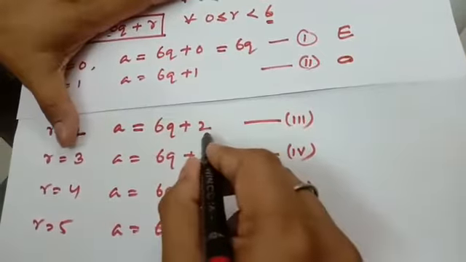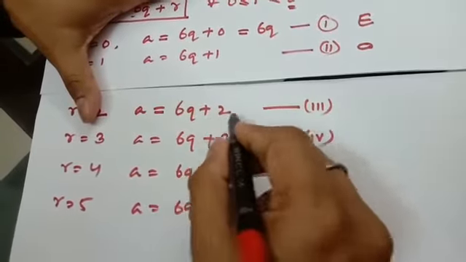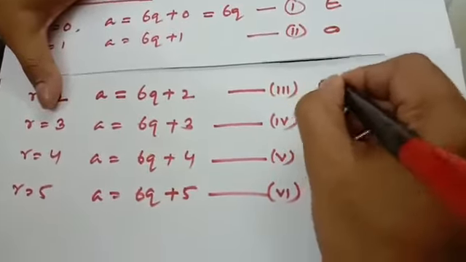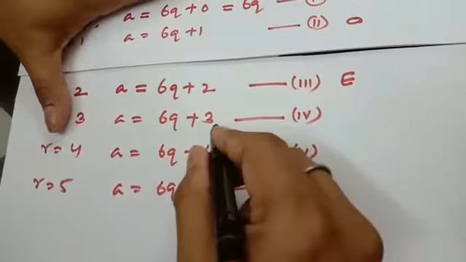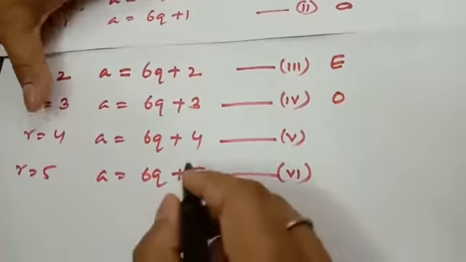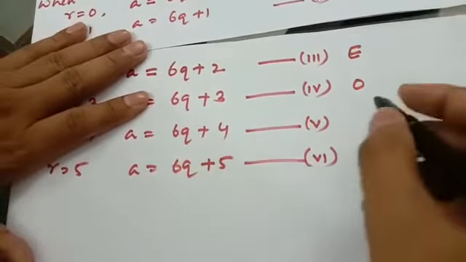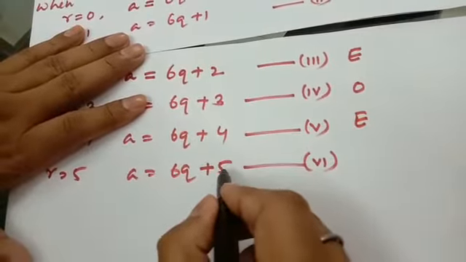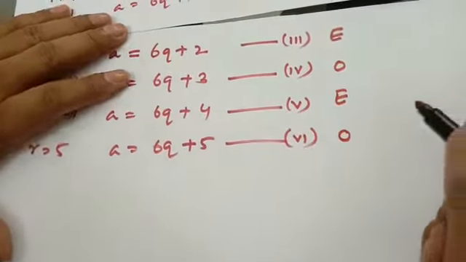Again 6q plus 2 represents an even integer, because it is divisible by 2. 6q plus 3 is not divisible by 2, so it represents an odd integer. 6q plus 4 is again divisible by 2, so it represents an even integer. And 6q plus 5 is not divisible by 2, therefore it represents an odd integer.